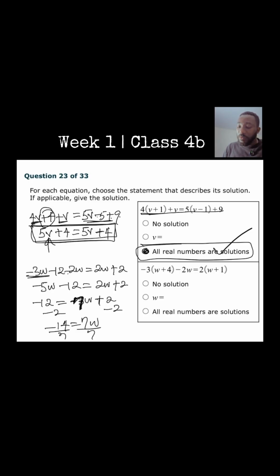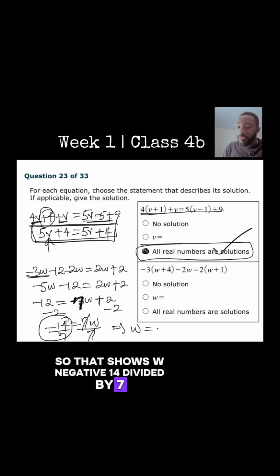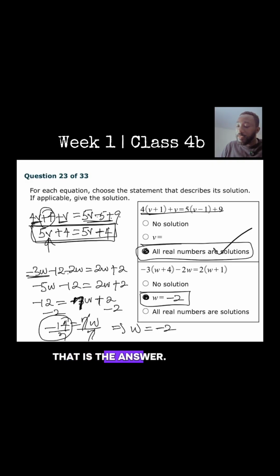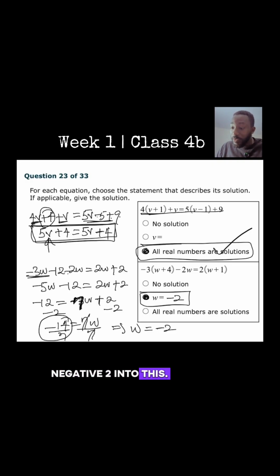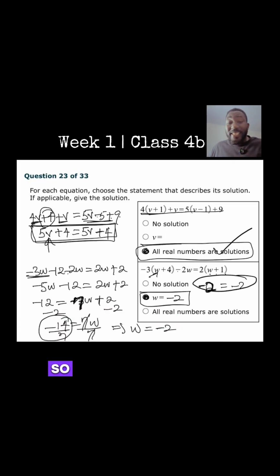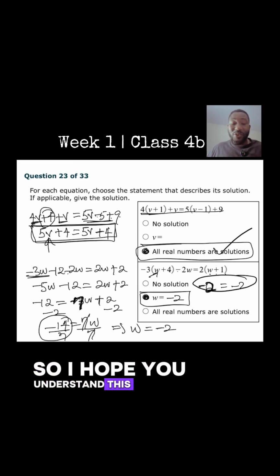Now to get my w, so this is a different scenario, right? So that shows w, negative 14 divided by 7 is what? Negative 2. So that shows w equals negative 2. That is the answer. Now if you plug in negative 2 into this, negative 2 plus 4 is 2. 2 times negative 3 is what? Negative 6. Then plus 4 is what? Negative 2. Now this side, negative 2 plus 1 is negative 1. Negative 1 times 2 is negative 2. So negative 2 is equal to negative 2, and that shows that the left hand side is equal to the right hand side. So I hope you understand this concept now.